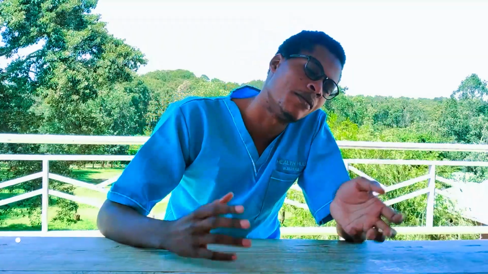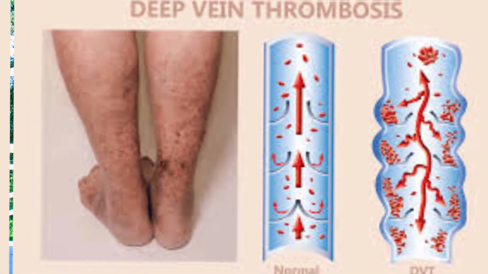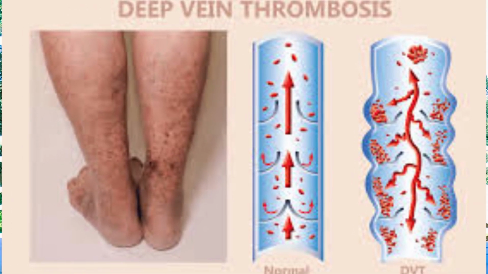Apart from that, we have women or girls who have deep vein thrombosis, what we call DVT, or thromboembolism. Again, combined oral contraceptives are contraindicated in this kind of situation, because these pills contain estrogen. Estrogen increases your likelihood of blood clotting, so the DVT can complicate much further. That's why it's contraindicated in deep vein thrombosis.